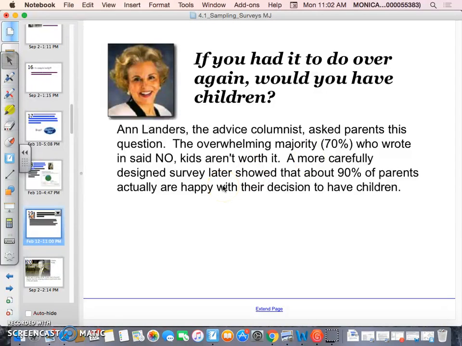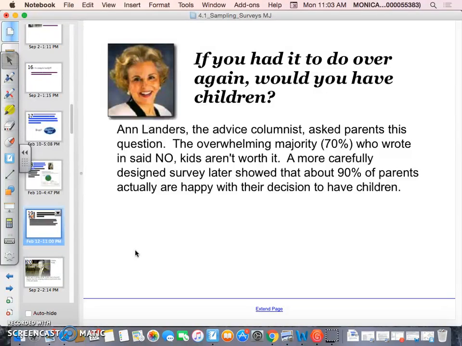But generally, people who are going to respond to this question are people who feel strongly about it. And so when they actually designed a survey using a better line of questioning, they found that really only 10% of parents actually thought kids weren't worth it, and 90% were happy with their decision to have children. So that can lead to some serious misleading results.